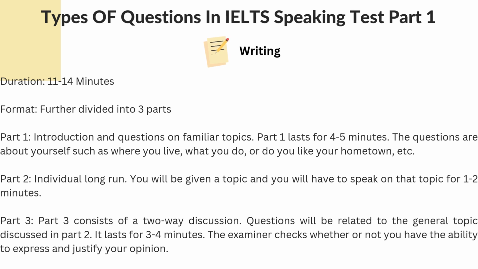Part one is introduction and questions on familiar topics. Part one lasts for 4 to 5 minutes. In part one, the interviewer introduces himself or herself and confirms your identity. After confirming your identity, he or she will ask you 3 to 4 questions about yourself. Keep in mind that the questions in part one will always be about yourself, your studies, your work, your home, or your hometown. These questions will only be about yourself, so you have to prepare questions related to your work, your studies, your hometown, and your home.